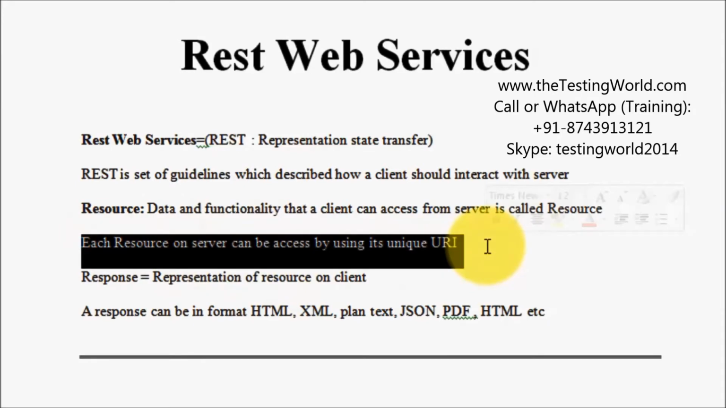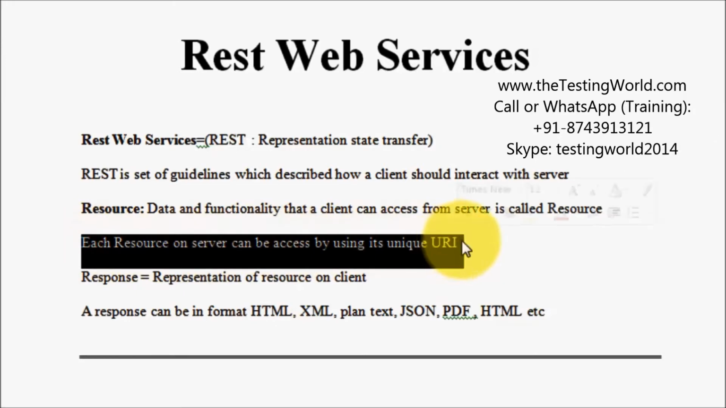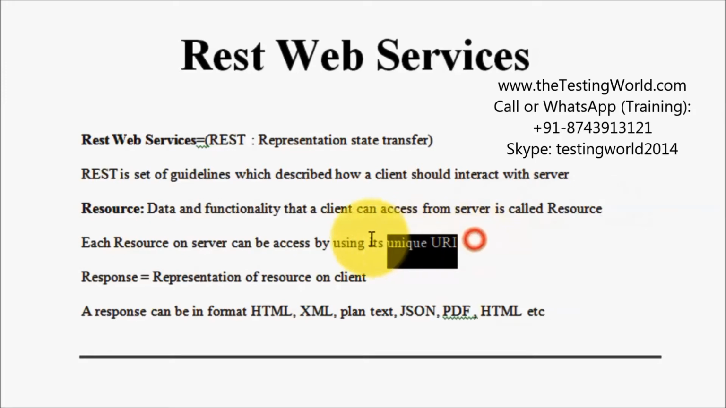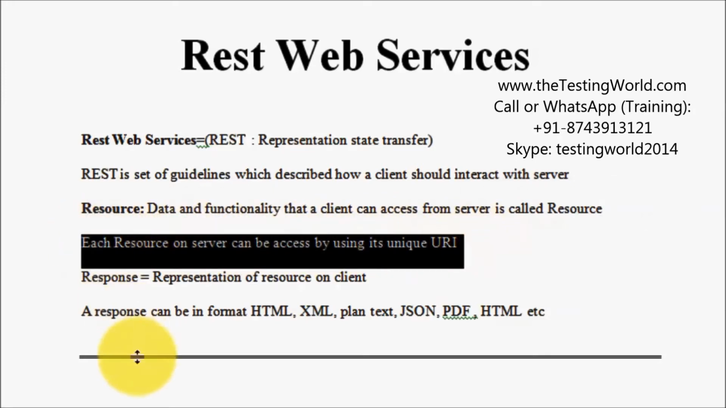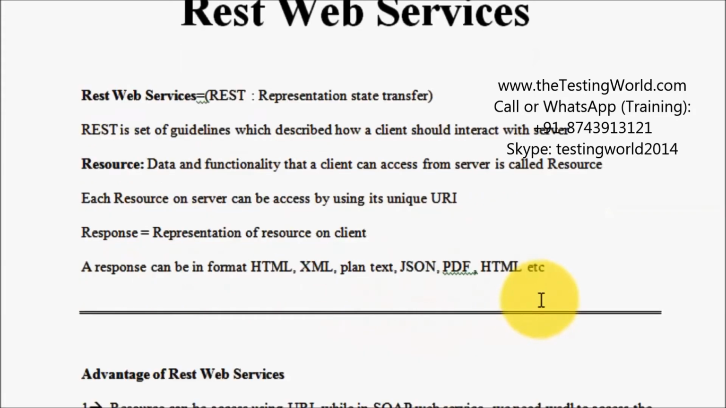So we can understand it like that. As a customer, I don't want to purchase your complete web service. I just want to purchase income tax calculation service. So income tax calculation service is called resource, and that particular resource can be accessed by its URI. So rather than going for the complete web service, I can purchase only URI for income tax calculation. In REST service, we can get response in different formats like HTML, XML, plain text, JSON, PDF, etc.